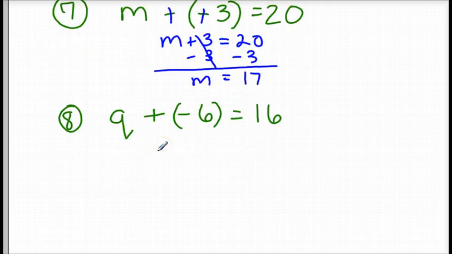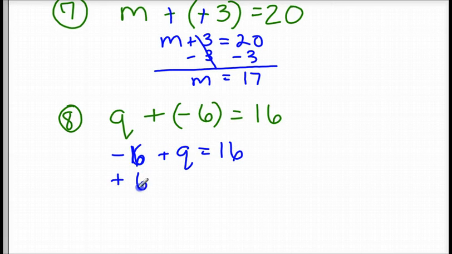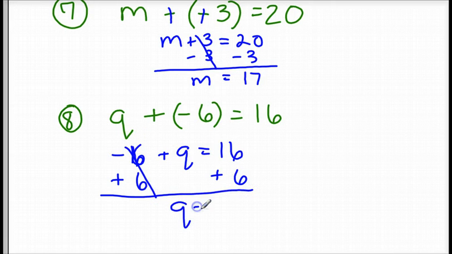Next one you'll see is something like this, example number 8. Q plus negative 6 equals 16. Well, this is still a negative 6. Even though there's an addition sign here, you might get thrown off. You could also rewrite this as negative 6 plus Q equals 16. And we did one just like this, where we add 6 to both sides. This is 0. This is Q equals 16 plus 6.